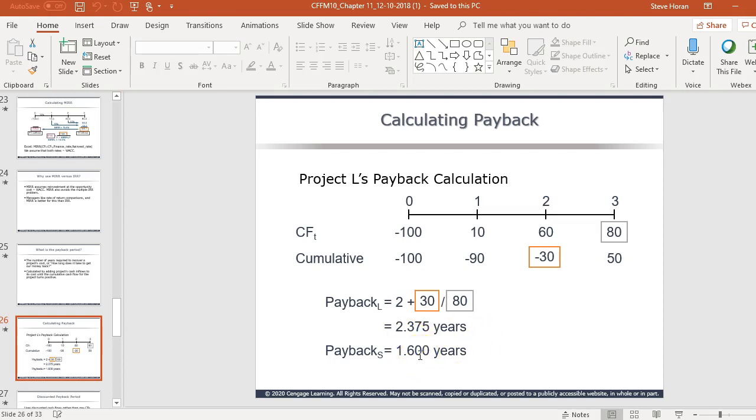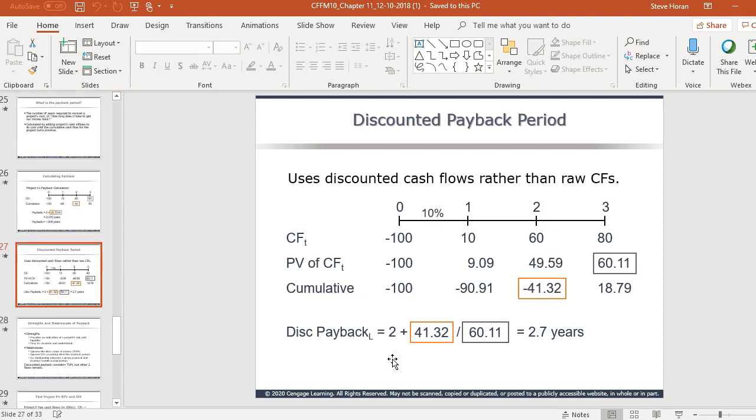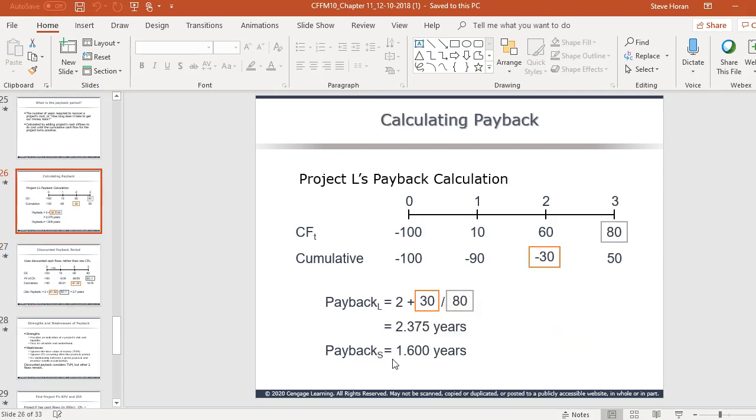Now Project S, remember that Project S had bigger cash flows early on, so its payback is shorter. It's 1.6. Payback is good as a general rule of thumb. It's good to know what it is. It never hurts to know what your payback is, but rarely is it used as the sole method for making a decision. The reason is it does not take into account time value of money, and it does not compute what the future cash flows are. We just care about payback and we stop. So it has some limitations.